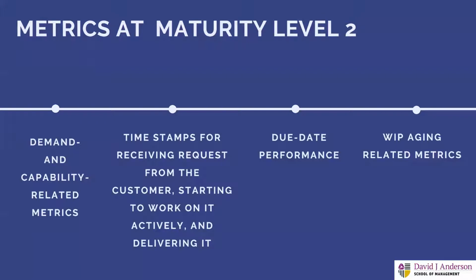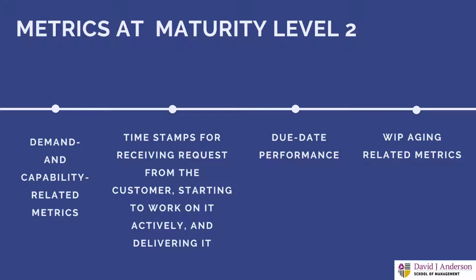What you can measure at maturity level 2, because this is the level, you remember, where customer consciousness of the fact that we have the customer appears, we should start looking more closely at our demand and the capability. So how well we are able to meet our customer demand, and also what is our capacity to meet this demand.